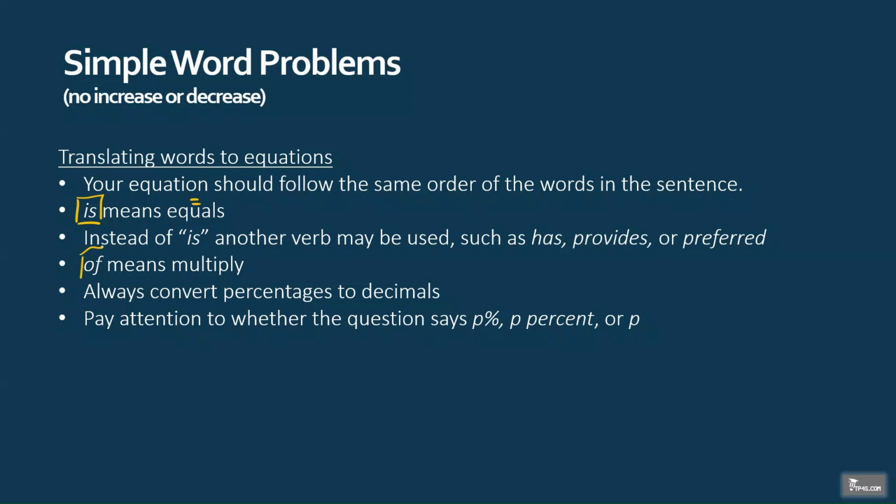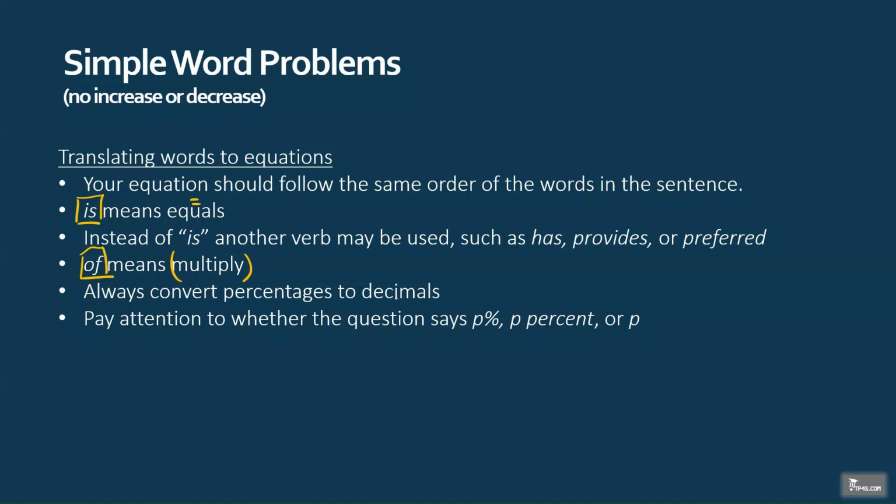When you see "of," that means multiply. And usually, in a word problem, I'm going to use the letter X as a variable. So I don't like to use an X for multiplication because then it looks like it's a variable. So usually for multiply, I put that number in parentheses. That's the easiest way for it to know that I'm multiplying two things in an equation.